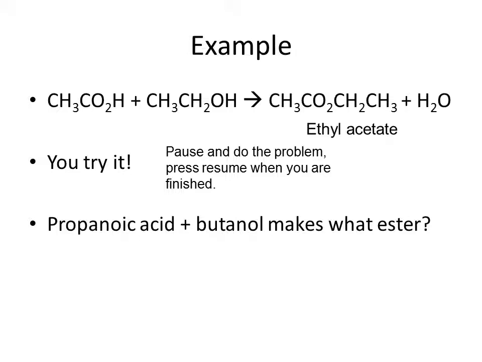So go ahead and try this problem. What ester comes from propanoic acid and butanol? And I'd like you to do it the same way that we did above. Draw a structure for propanoic acid, draw a structure for butanol, draw an arrow, and then draw the products of the reaction, and then name the ester.